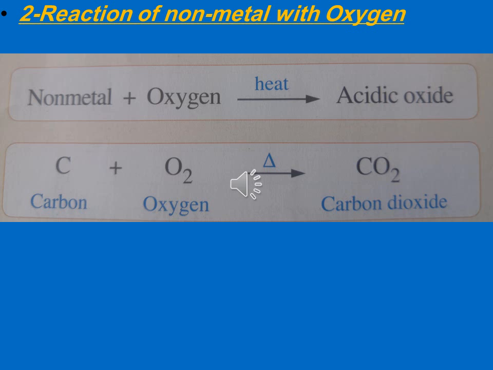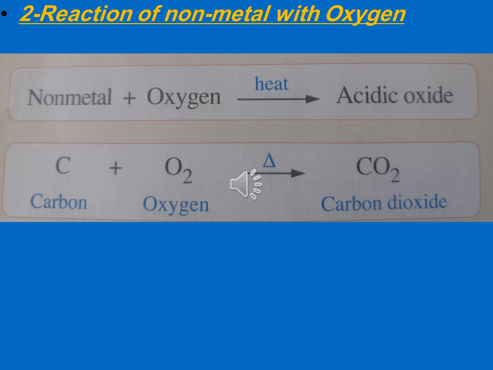Second, the reaction of nonmetals with oxygen. If we burn a nonmetal in air, burning means that we have heat in this reaction, and it will produce acidic oxide. And metals give us basic oxide. Nonmetals give us acidic oxide. So metals with oxygen give basic oxide. Nonmetals with oxygen give acidic oxide.